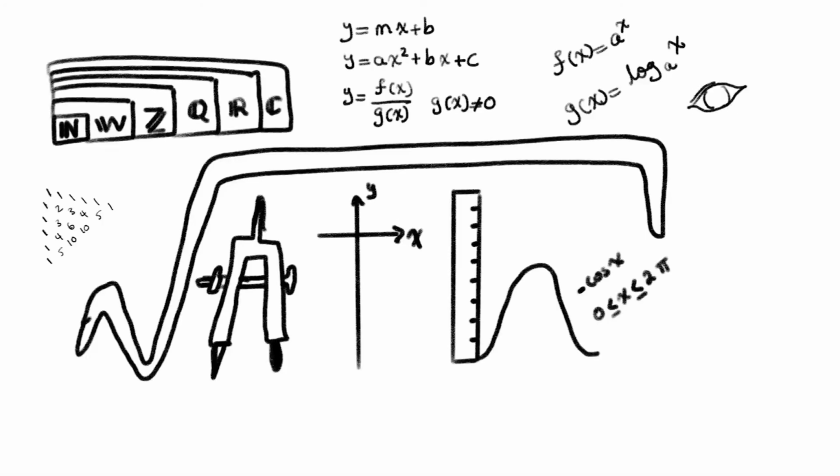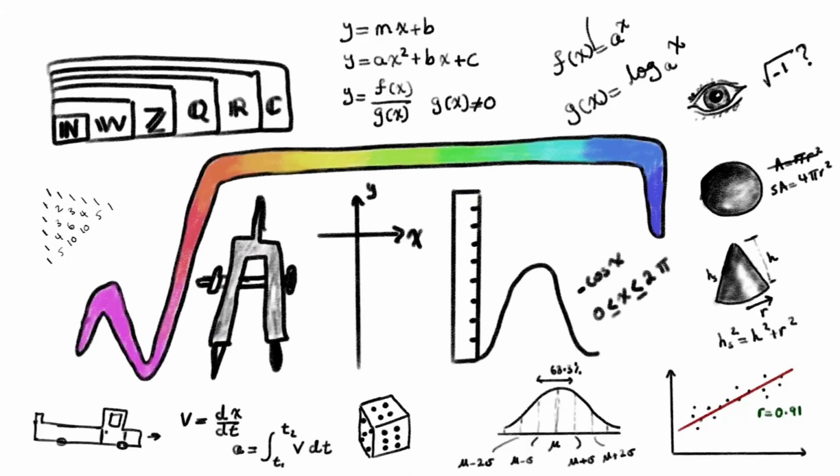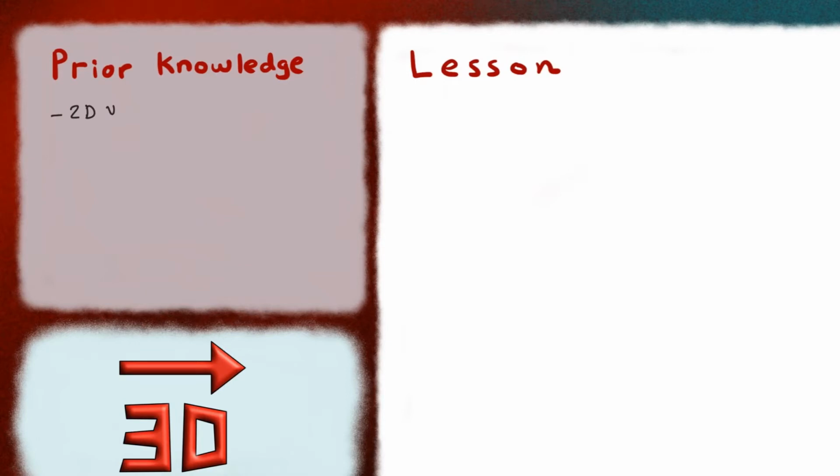Welcome to this video on vectors in 3 dimensions. Some of the prior knowledge includes everything about 2-dimensional vectors, including magnitude, vectors between 2 points, and equal vectors. Some of the definitions that we need to be aware of.